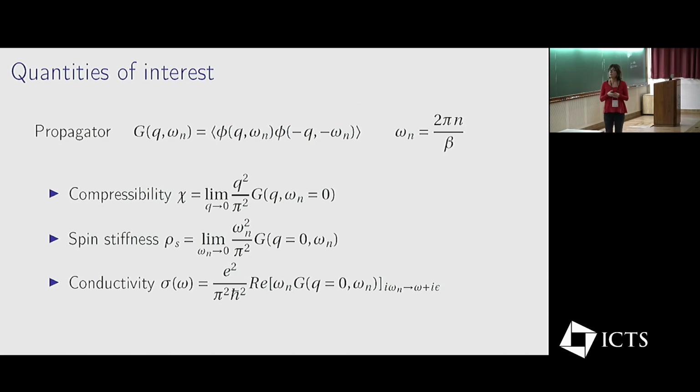Some important quantities that characterize the system are the compressibility, which basically describes the small q behavior, and the spin stiffness, which describes the small omega behavior. And if one is able to have an analytical expression for the propagator, one can perform analytical continuation in order to get the transport properties and the conductivity.